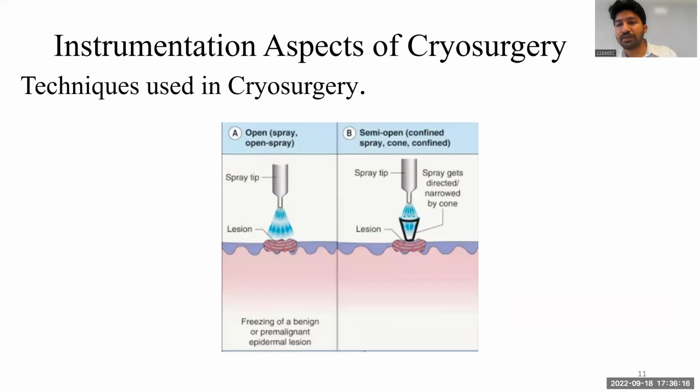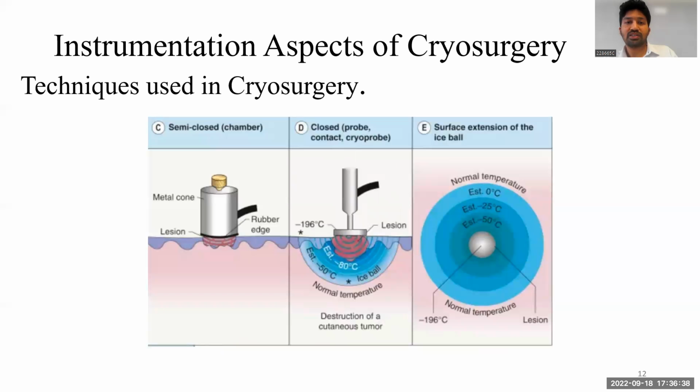And then we can use the open spray technique, which is the most commonly used technique when it comes to cryosurgery operations. We spray the cryogen on top of the lesion. If not, we can use the semi-open spray, where we localize the spray into a cone and then direct it towards the lesion. And then we have the closed techniques. First we have the semi-closed technique, where a metal cone is used to inject the cryogen on top of the lesion by placing it tightly on the skin.